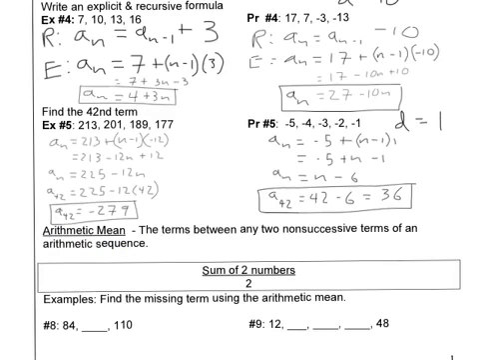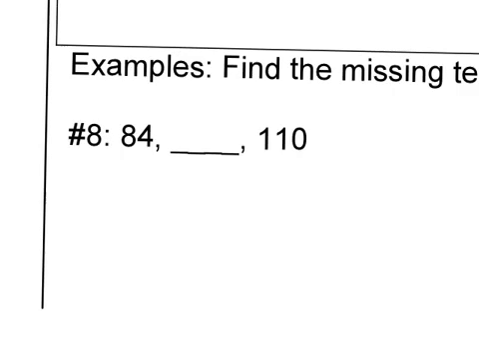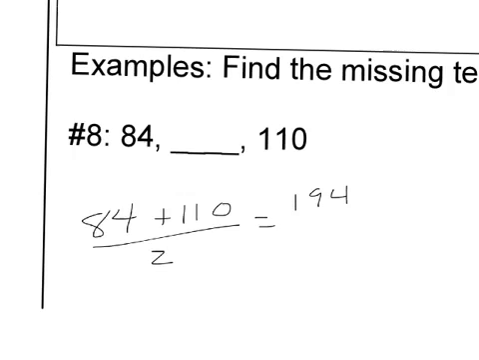Now this is really just an average, like you know, an average ever since junior high or even elementary school. So all we're going to do here is add up the two end numbers, divide by 2, and get the middle number. So for example, the arithmetic mean is simply 84 plus 110 divided by 2. Well, that's 194 divided by 2. And 194 divided by 2 is 97. So that is the arithmetic mean. That's the number that goes between these two numbers.